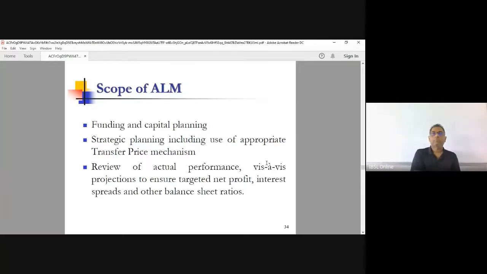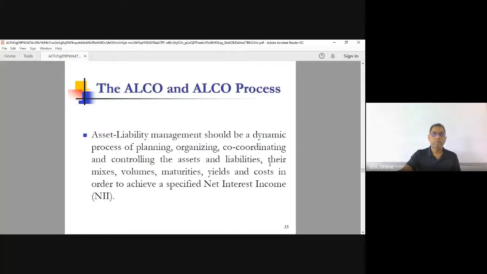And the last point there is to review performance, which will happen to make sure that whatever decisions you have made are going in the right direction, or whether something needs to be reviewed once more, changed once more. If you look at slide 35, again saying the same thing, it's a dynamic process of controlling based on maturities, yields, costs, etc.